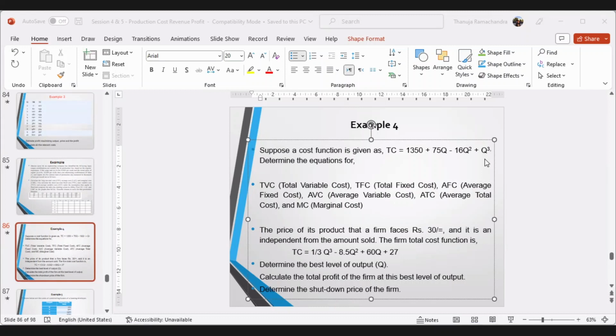So 1350 differentiated with respect to Q is 0. 75Q differentiated with respect to Q is 75. Minus 16Q squared differentiated with respect to Q is 32Q, since 16 into Q squared gives 2Q. Plus Q cubed differentiated with respect to Q is 3Q squared. Okay.